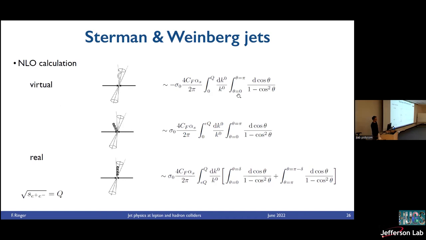So this is an integral over the angle of the gluon relative to the QQ bar direction. And also here we integrate over all allowed values from zero to pi. So that's the virtual contribution. Then we have these two real contributions.